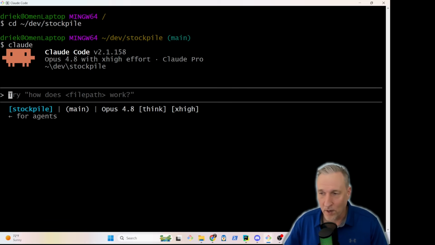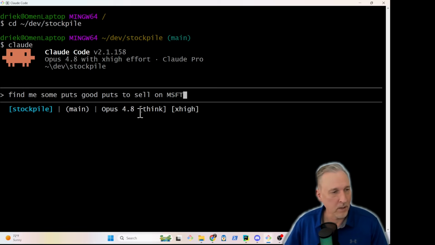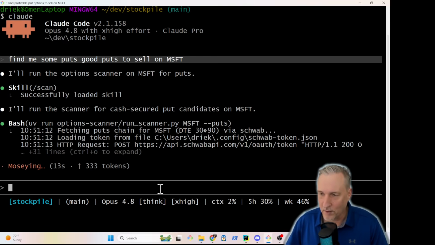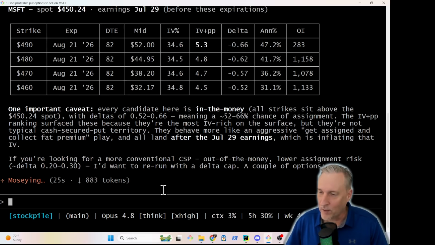The second way we'll find puts is chatting with Claude. Find me some good puts to sell on Microsoft. You can chat with Claude about what you want, and Claude will show you some candidate puts to sell from your conversation. It uses a CLI interface into the scanner we just saw. You can narrow in on whatever you're looking for, and Claude will probably be able to translate it eventually.